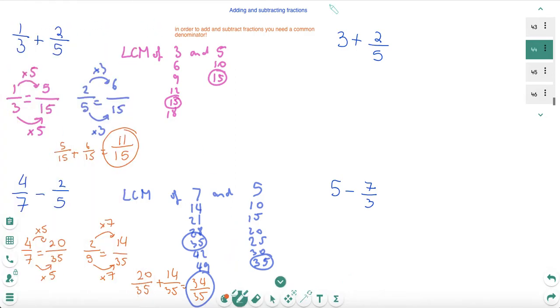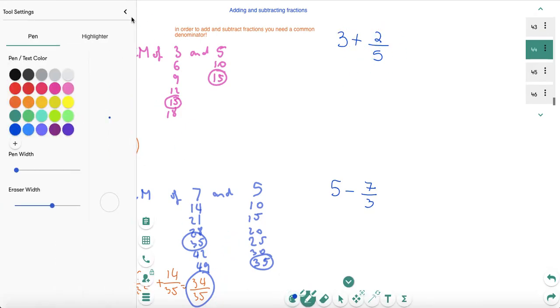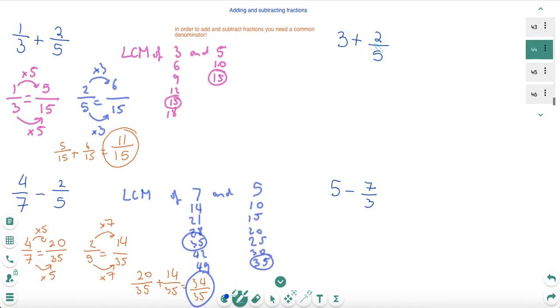Here, 3 plus 2/5. So it's a number plus a fraction. So what we're going to do is, when we add fractions, we want to have both the numbers as fractions. So we can turn 3 into a fraction. To turn 3 into a fraction, it'll be 3 over 1. And now we're just adding 2 fractions.